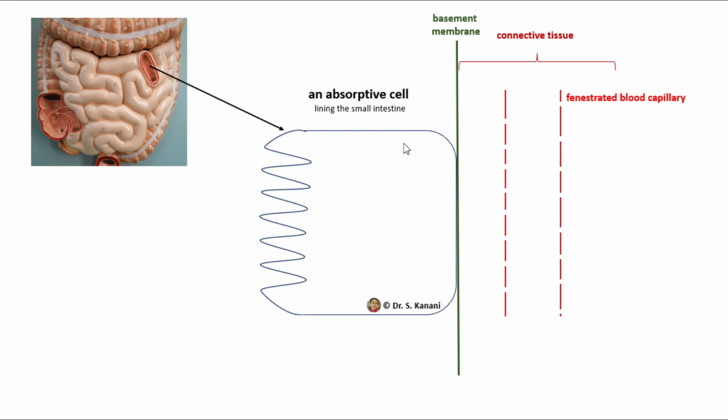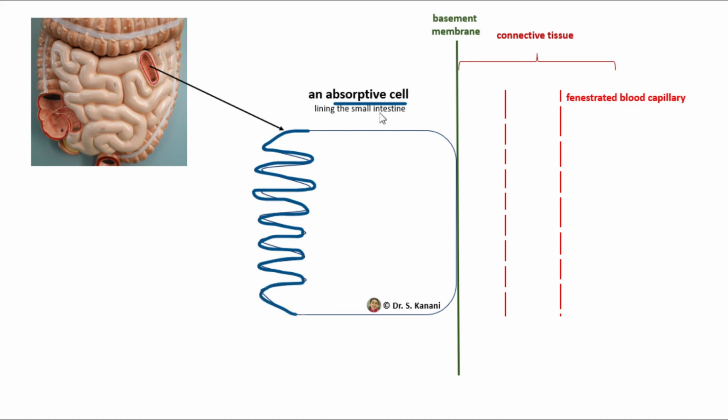So here we're looking at one of the epithelial cells that we find in the mucous membrane that lines the small intestine. Because this cell is expert in absorbing nutrients, we refer to it as an absorptive cell. As you can see, the absorptive cell does have microvilli. Microvilli increase the surface area of the cell to increase absorption.